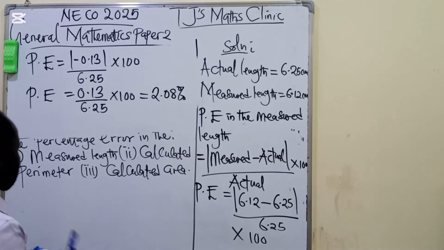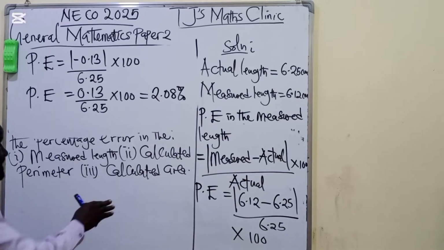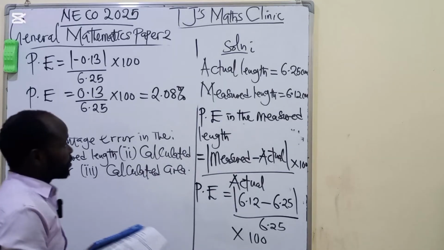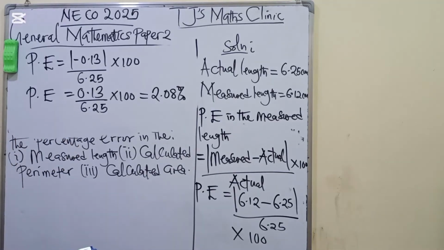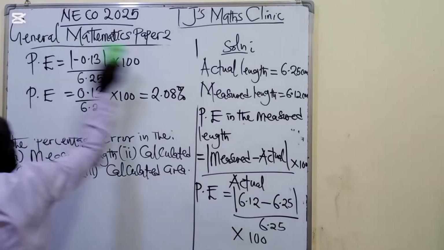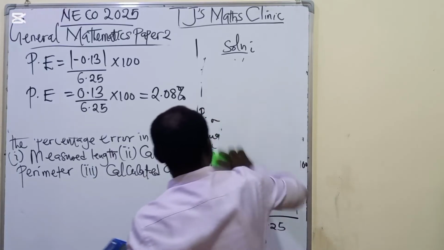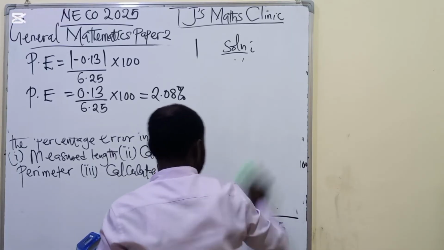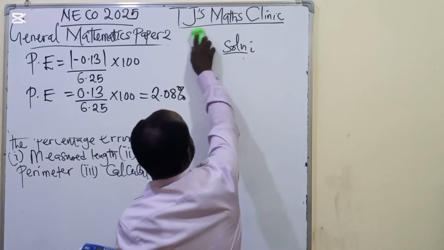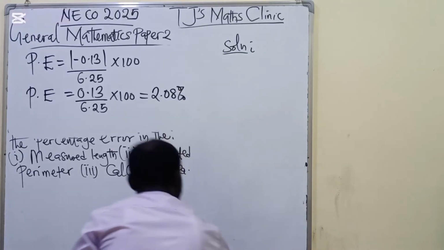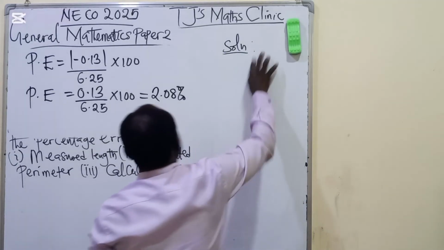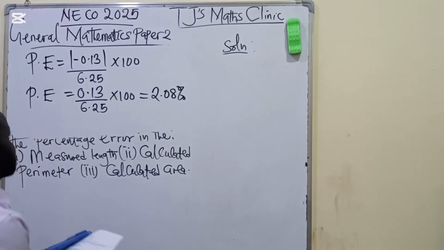The percentage error in the measured length is nothing but 2.08%. So this is the solution to Roman numeral 1, 2.08%. Let's move to Roman numeral 2. Now we are asked to find the percentage error in the calculated perimeter.